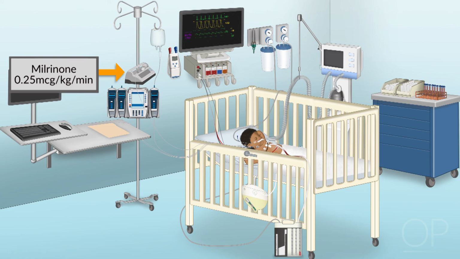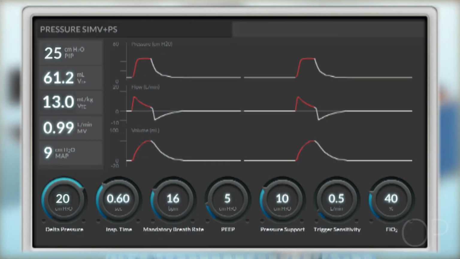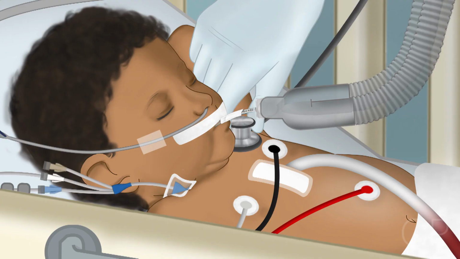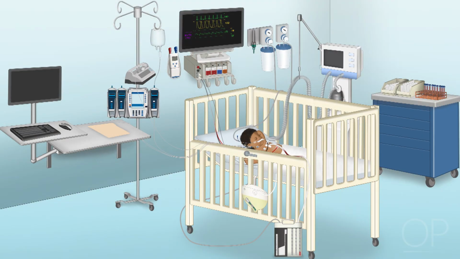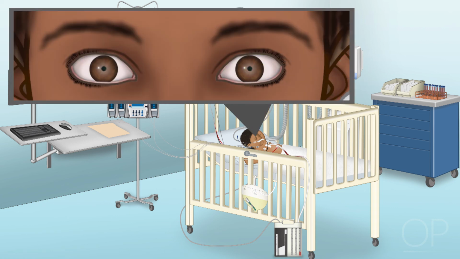kilogram per minute. From a respiratory standpoint, she's on pressure-controlled ventilation. The PIP is set at 25 and the PEEP at 5. The rate is 16. The patient has measured tidal volumes of 13 milliliters per kilogram. The oxygen saturation is 100% on 0.40 FiO2, and the breath sounds are clear. The patient received 20 micrograms of fentanyl and a muscle relaxant from the anesthesiologist upon arrival to the ICU. The pupils are pinpoint.